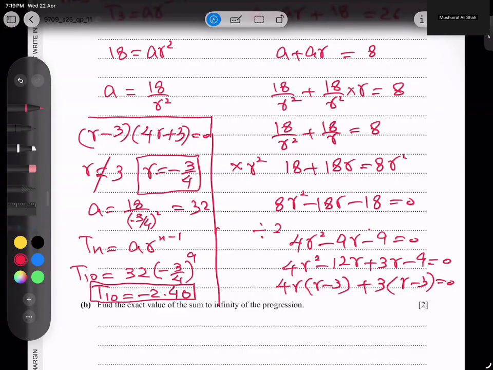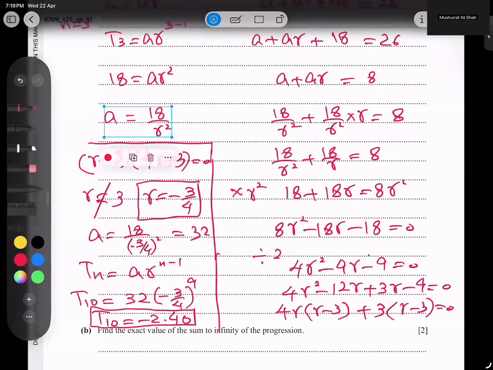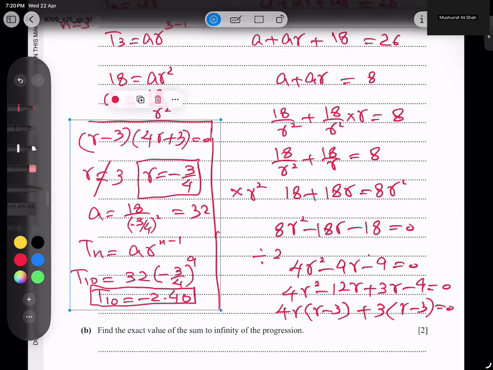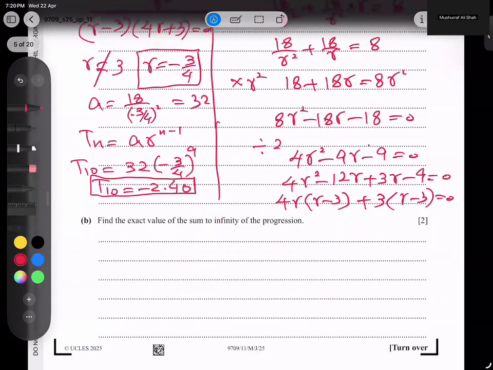I hope the concept of the question is very clear. So this part is clear. Now, students, I'm going for the next part. And the next part is what we have: exact value of sum to infinity.